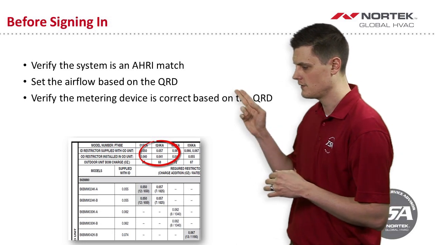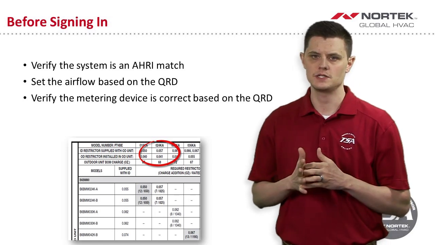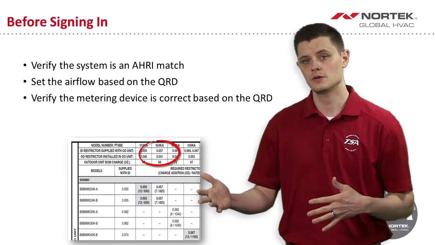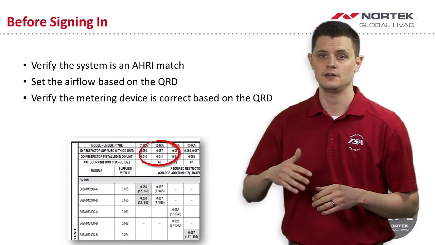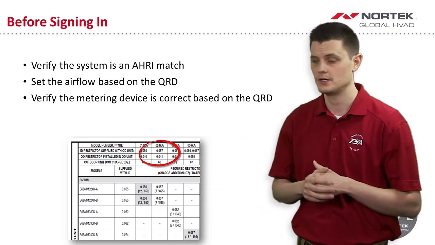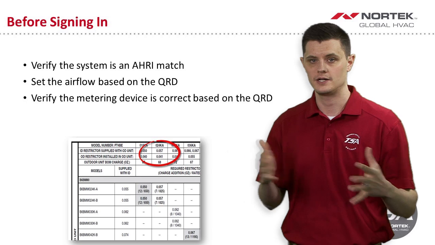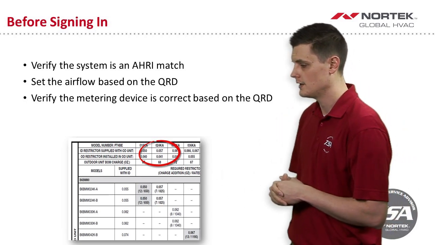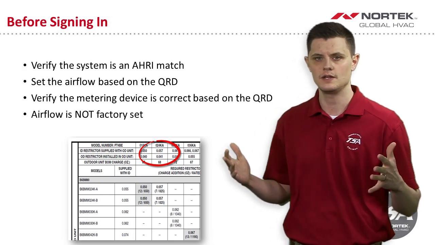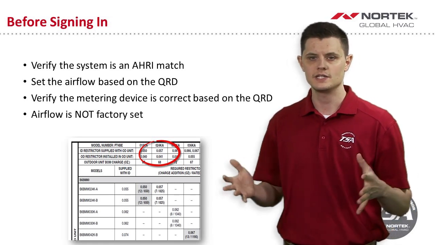Also too, just verify that the metering device is correct, because sometimes based on your matchup, you either have to change the piston on the indoor or the outdoor, or sometimes we actually have you add a TXV on the inside. So one, just make sure that your metering devices are all correct, because again, if they're not, the charge calculator just doesn't know that. And then also too, a big one, airflow is not factory set. So we have no idea where the units are going to be going and what application they're going to be put in. So you always have to set your airflow.